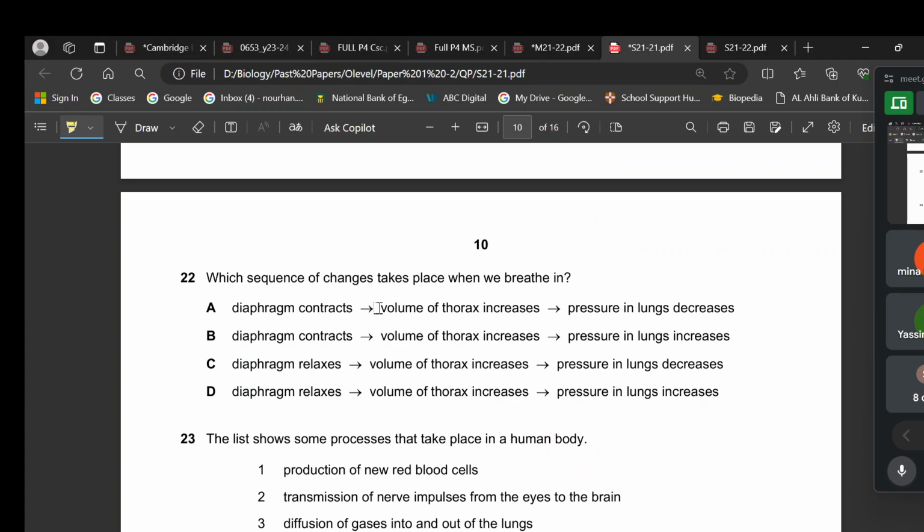Which sequence of changes takes place when we breathe in? Breathe in. Diaphragm contracts, external intercostal muscles contract, the volume increases and the pressure decreases. So it will be the first one.